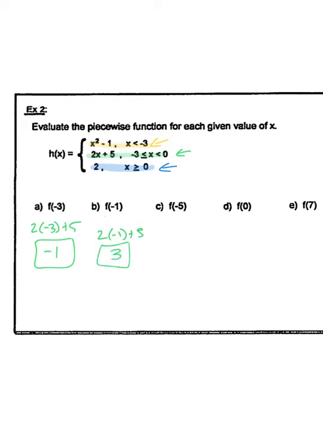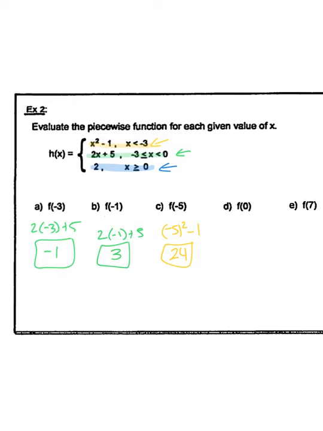Okay. Part C. I'm plugging in x to be negative 5. So I go to the yellow. Is negative 5 less than negative 3? Yes. So this is going to plug into the yellow function. So I'm going to go x squared minus 1. So negative 5 squared minus 1 is going to be 25 minus 1 is 24.